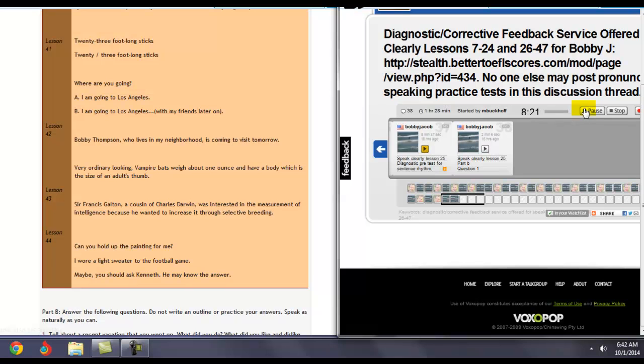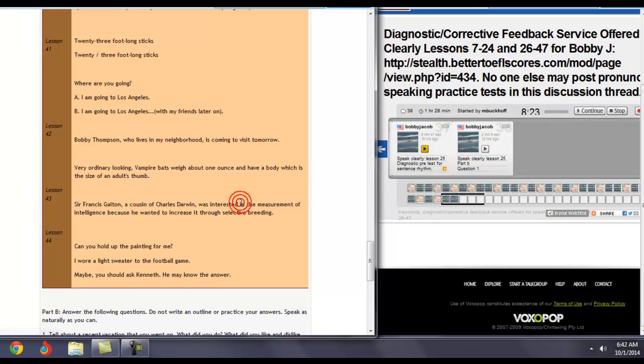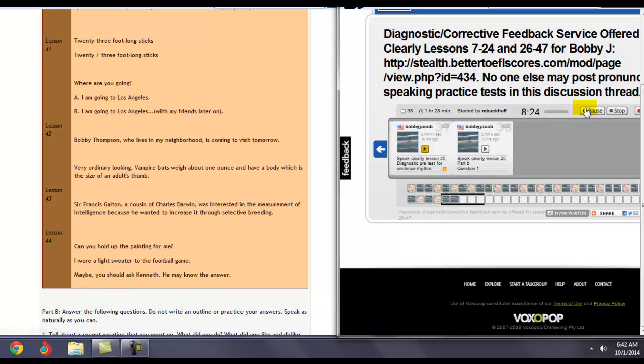Son of Charles Darwin was interested in the measurement of intelligence. Was interested in. This is what's called blending. You have to take the D and you blend that to the first vowel of the next word. You'll learn more about that as you practice these lessons. Because he wanted to increase it through selective breeding. Okay.